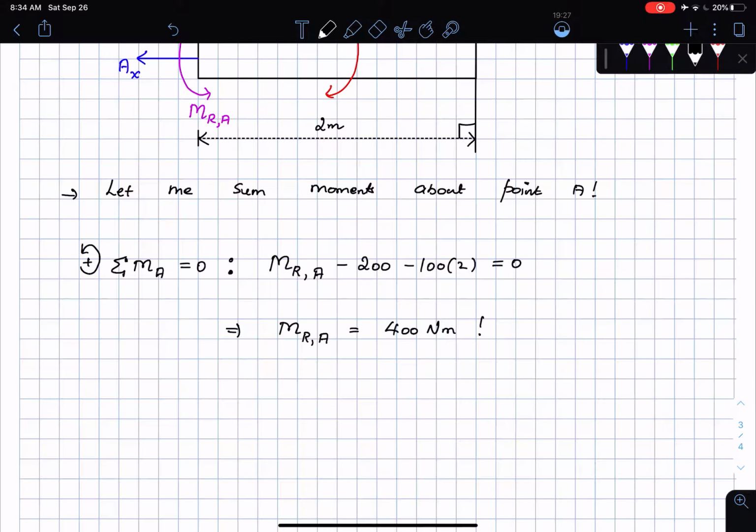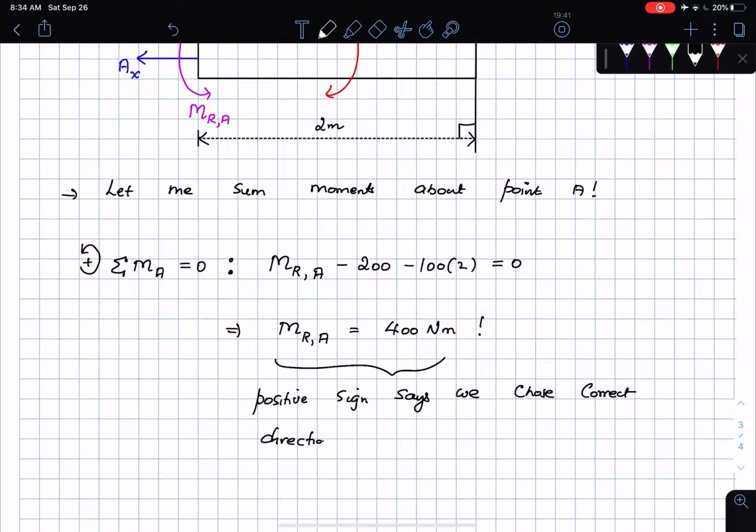Okay, positive sign says we chose the correct direction to begin with.